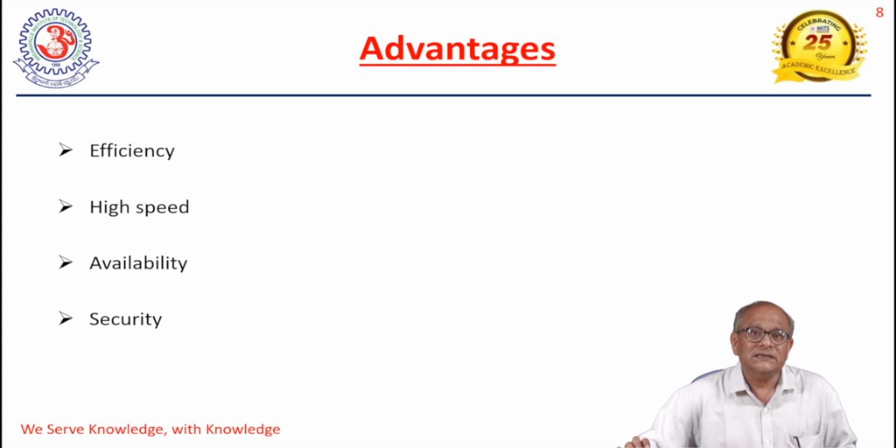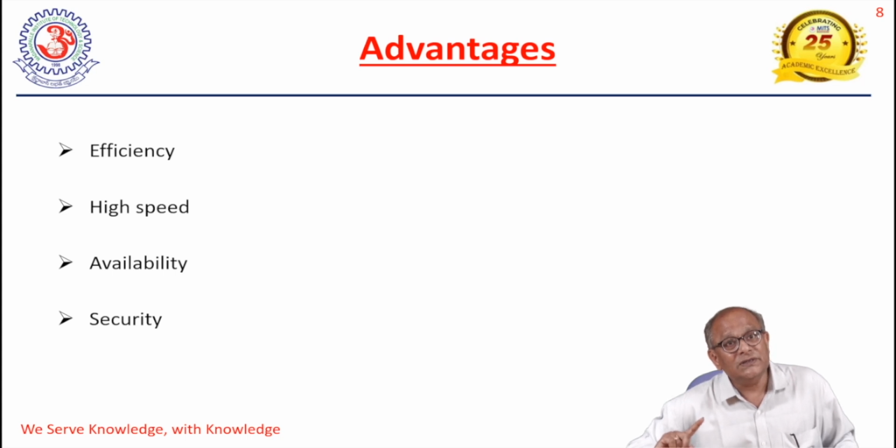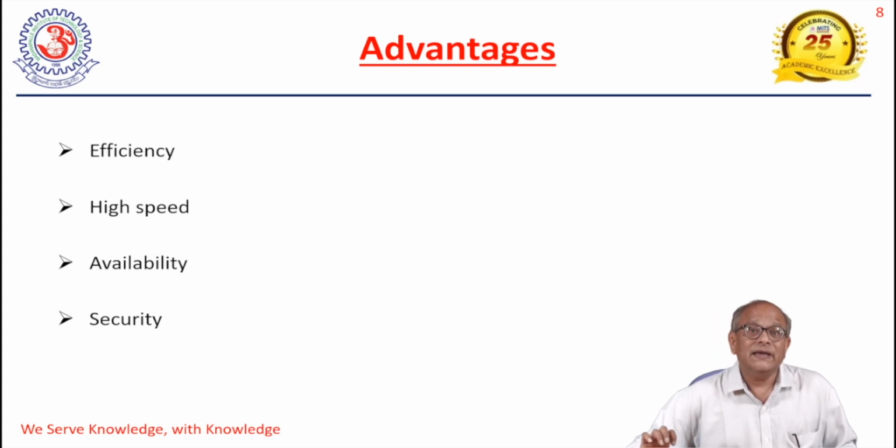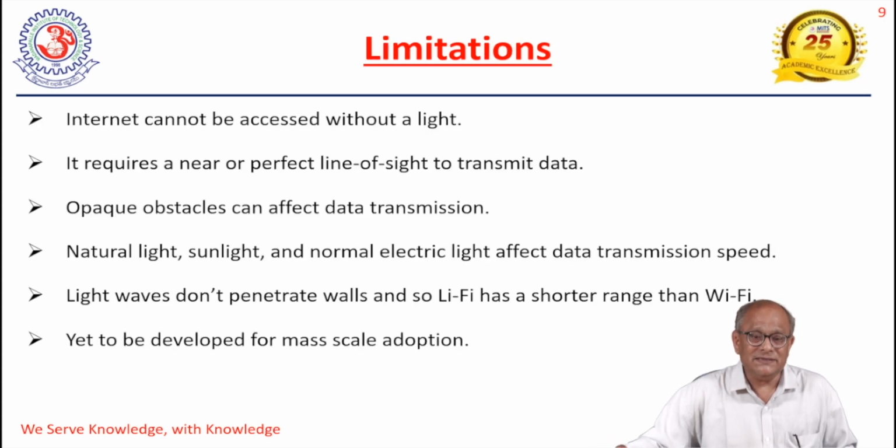So, hackers will not be able to access your data communication, because from your transmitter, it goes to the receiver in your bulb, and from there it goes through a fiber optic cable and it goes to the other side. So, no way an eavesdropper can access this data. So, that is one major advantage we have in Li-Fi technology. Obviously, there are limitations. Internet cannot be accessed without a light. If power is gone, of course, internet also will go off. But without a light, you will not be able to access the internet.